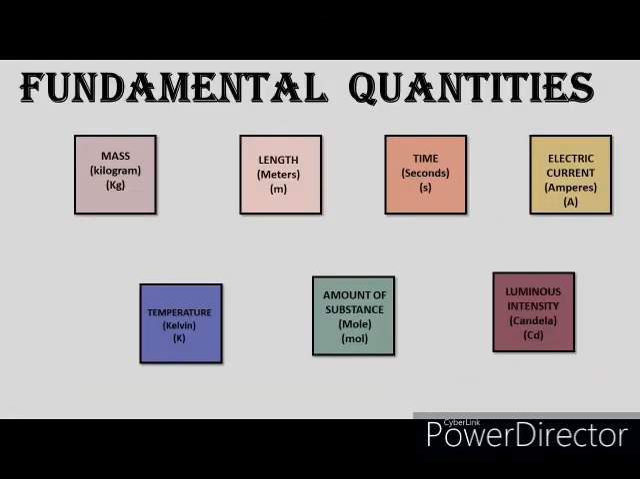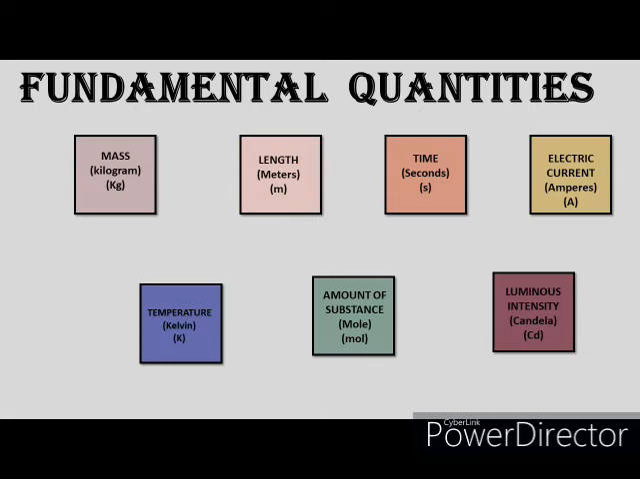Number four, we have the electric current. Electric current is measured in ampere. Ampere is represented using a capital letter A, and the dimensional symbol is capital letter A. We have temperature. Temperature is measured in Kelvin. There are other units for measuring temperature, the Celsius and the Fahrenheit. Kelvin is represented using capital letter K. The dimensional symbol is theta. I know you've been hearing that, theta.